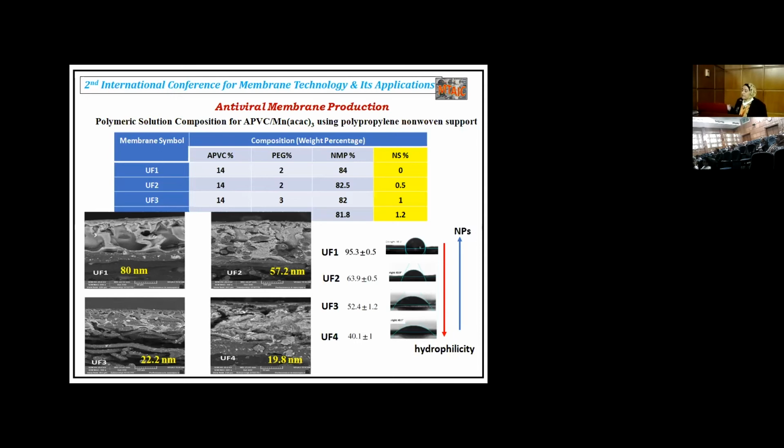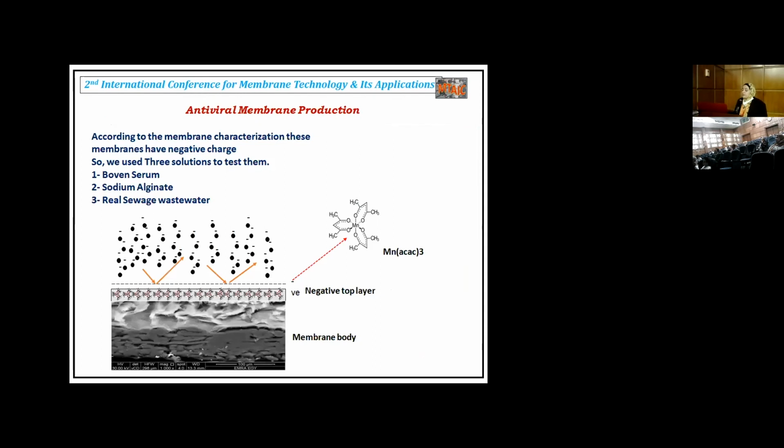Increasing the nanoparticle percentage to 1.2 leads to a reduction in pore size and a reduction in the contact angle. That means the hydrophilicity increased. We applied these negatively charged membranes to the separation of bovine serum solutions, sodium alginate solutions, and real sewage wastewater solutions.